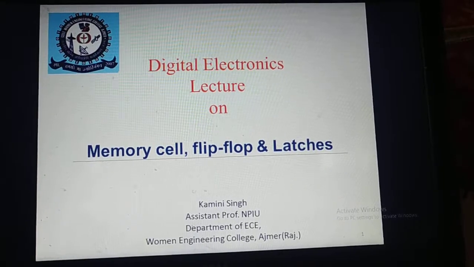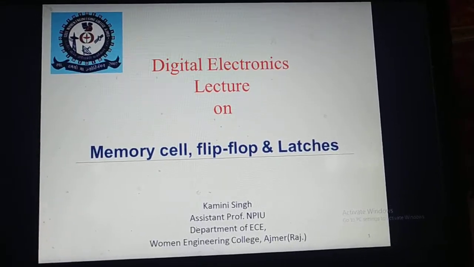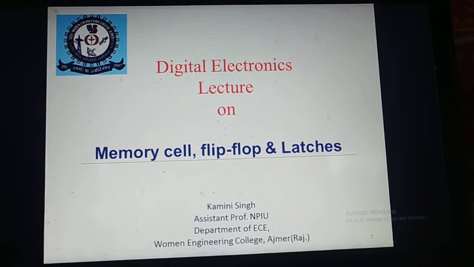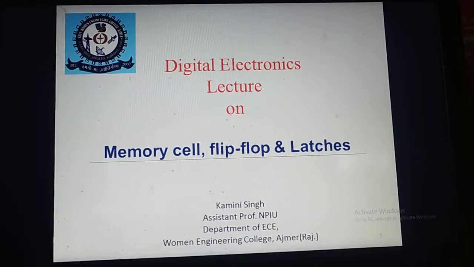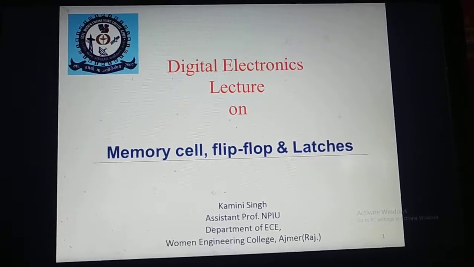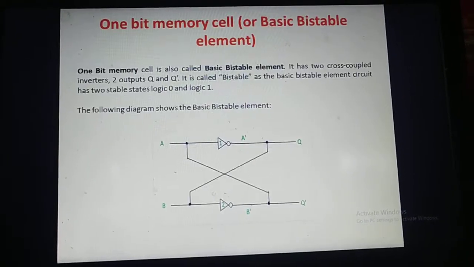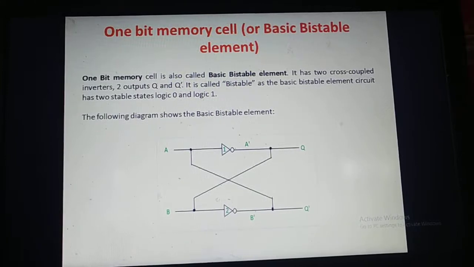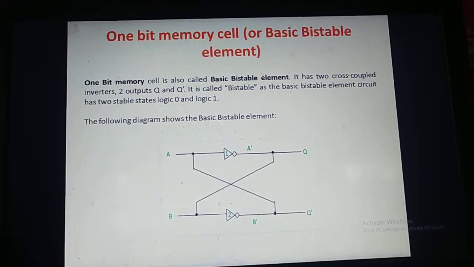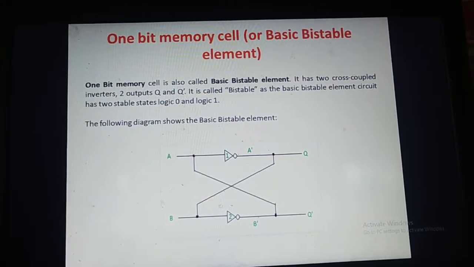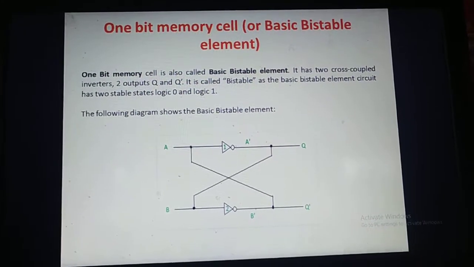Hello everyone, in the lecture series of digital electronics, today's topic is 1-bit memory cell, flip-flops and latches. A simple introduction of flip-flops and latches. First thing is the 1-bit memory cell, or we can say the basic bistable element.